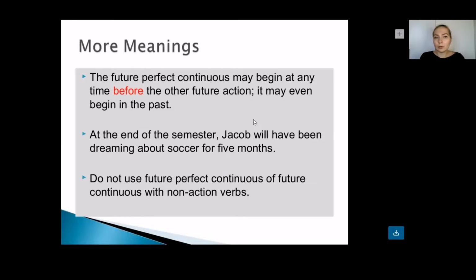By the way, we also should say that the future perfect continuous may begin at any time before the other future action. So it may even begin in the past. For instance, at the end of the semester, Jacob will have been dreaming about soccer for 5 months. So basically we can conclude that it can be used also for past actions, but it just refers to the future. We will not use future perfect continuous or future continuous with non-action verbs.